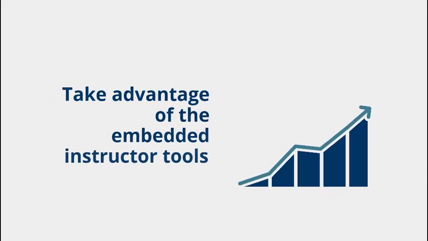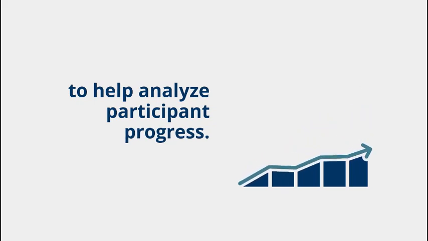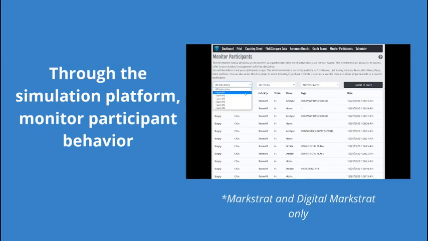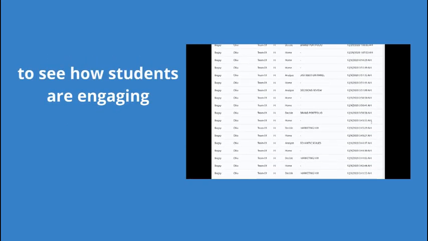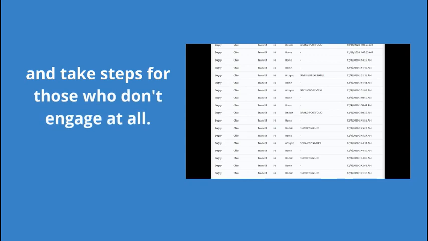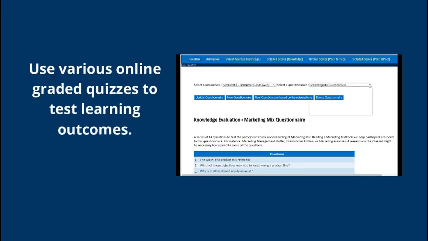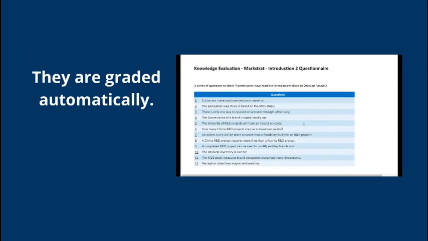Take advantage of the online tools embedded in the simulation to help analyze participant progress. Through the simulation platform, monitor participant behavior to see how students are engaging with the simulation and take steps about those who do not engage at all. Use various online quizzes to test learning outcomes. They are graded automatically.